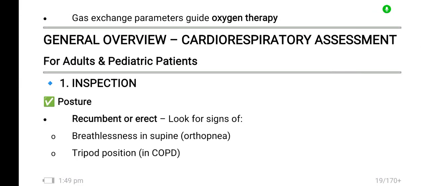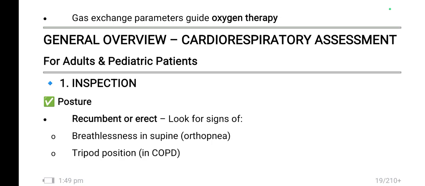Last video we discussed the physiology part, and before that we discussed the anatomical part. In today's topic we are going to have a quick revision about the general overview of the cardiorespiratory assessment for adults and pediatric patients. Number one, it's inspection.